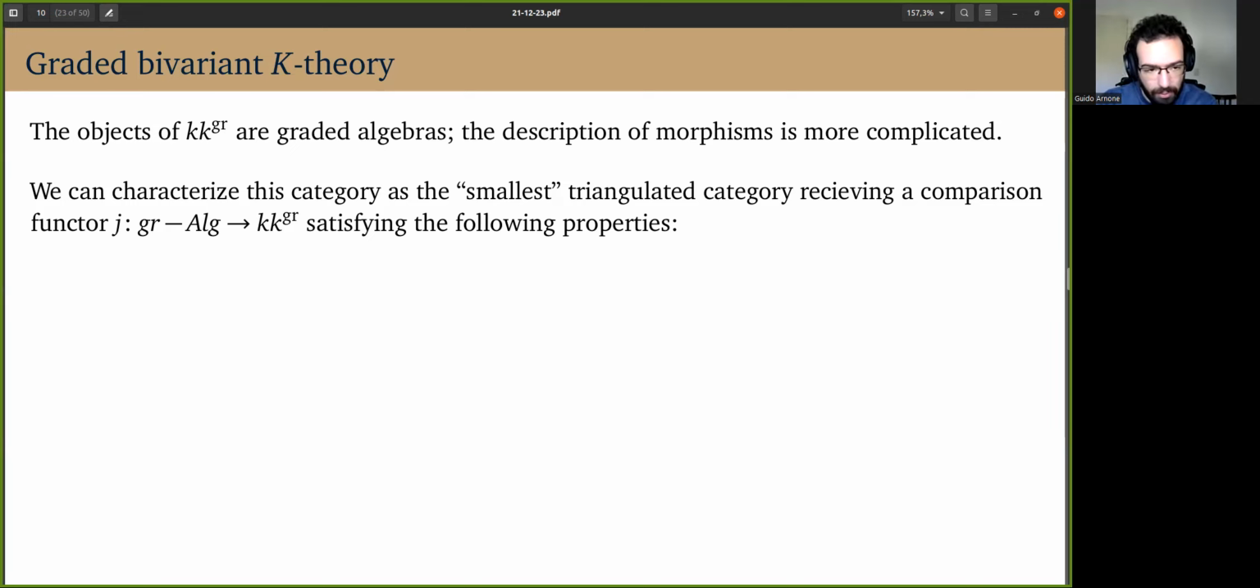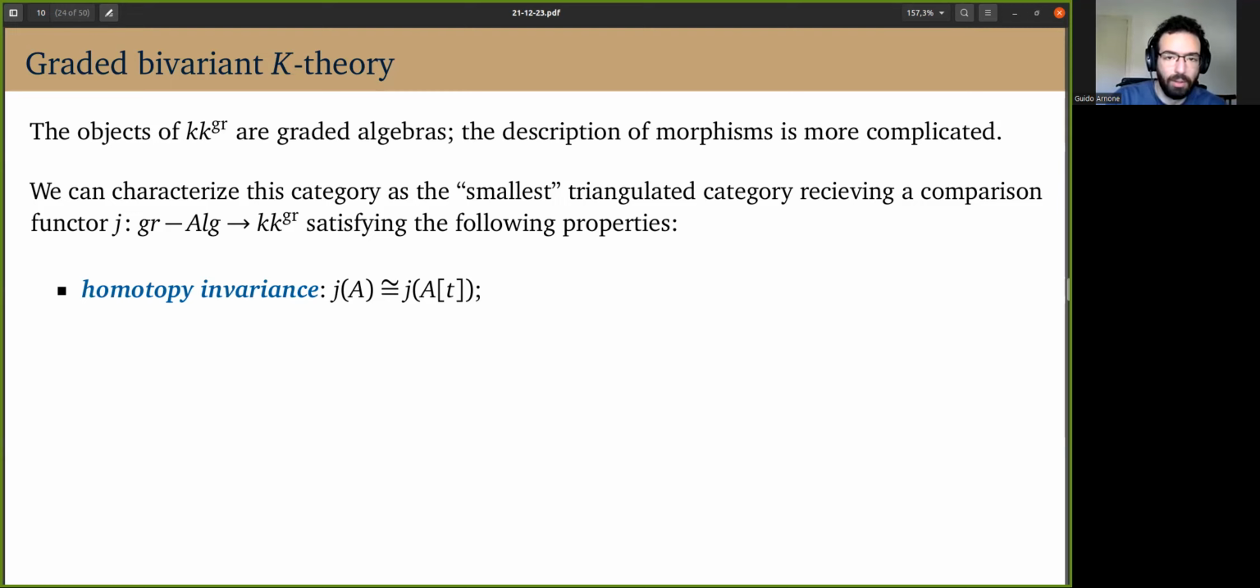So in some sense, this category graded KK receives a comparison functor from algebras that satisfies three main properties that characterize it. KK would be a category whose objects are graded algebras, but we also have some identifications. The first one, for example, is so-called homotopy invariance, which is that if we view the inclusion of a graded algebra into its ring of polynomials, this becomes an isomorphism when we apply this J functor. So in this category, A and polynomials over A, where the variable has degree 0, are the same thing.